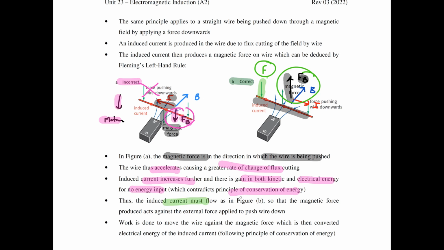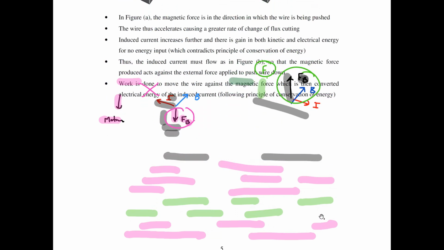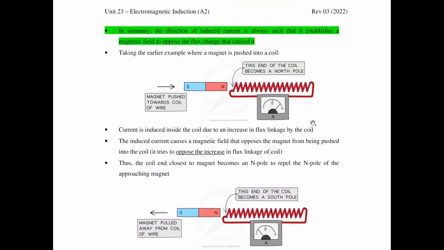So your induced current must flow as in figure B here, so that the magnetic force produced acts against the external force applied to push the wire down. You would now have to do work to move the wire against the magnetic force, which is then converted into electrical energy or induced current, thus following the principle of conservation of energy. So this is you trying to understand Lenz's law in terms of conservation of energy. Lenz's law is basically telling you that your current flows in one particular direction only because it's trying to obey conservation of energy.